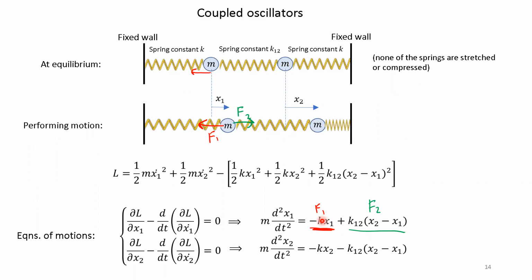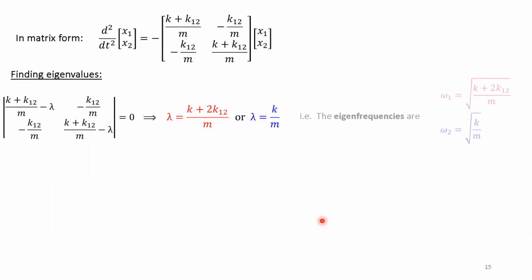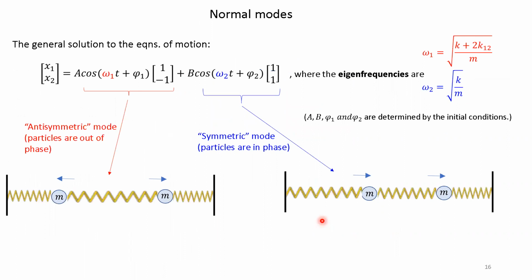In this chapter, we also now know that the general solution for the motions of the two particles can be written as a linear combination of the two normal modes. So that's very important.